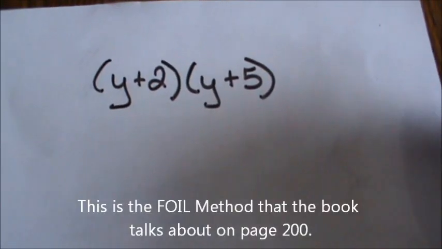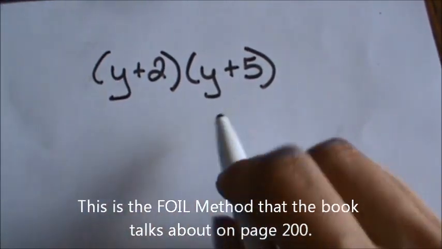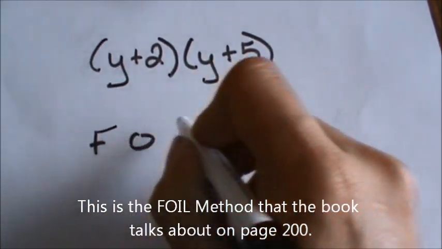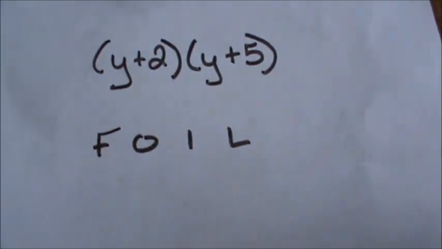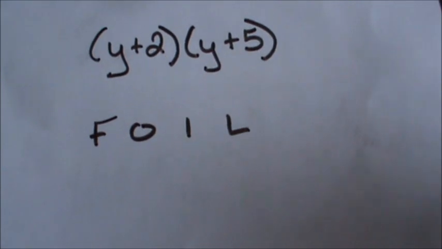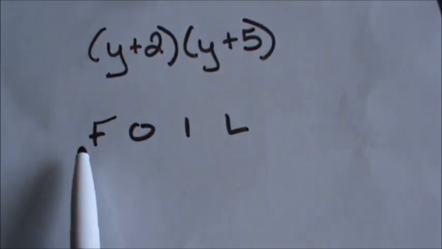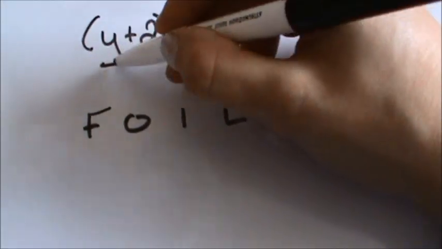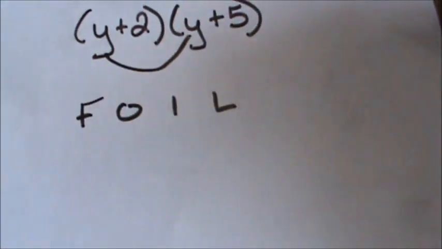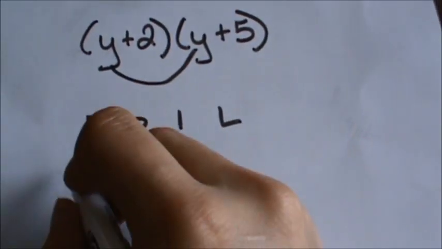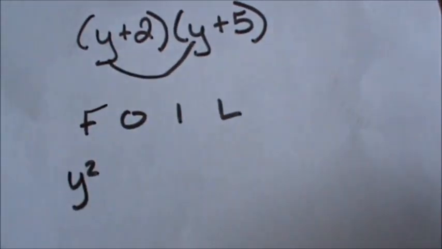Now the new method the book talks about to multiply binomials like this is what they call the FOIL method. And FOIL, those letters are representing what you do in each step. So the F represents first terms. So that would be the y is the first in this binomial, the y is the first in that binomial. So first is y times y, y squared.